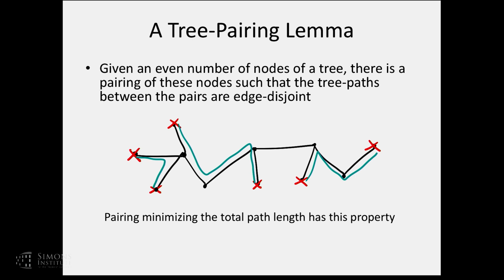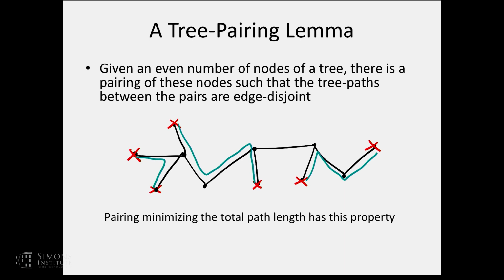Okay, so you see, if you give me a tree and you give me an even number of nodes, it's really easy to pair up those nodes so that the paths between the pairs are edge disjoint. It's really simple because you take any pairing, and suppose I paired this guy with this guy and that guy with this guy and they overlap, I can just repair them locally. That will reduce the number of crossings and you will get to a disjoint pairing. So it's a really simple observation.